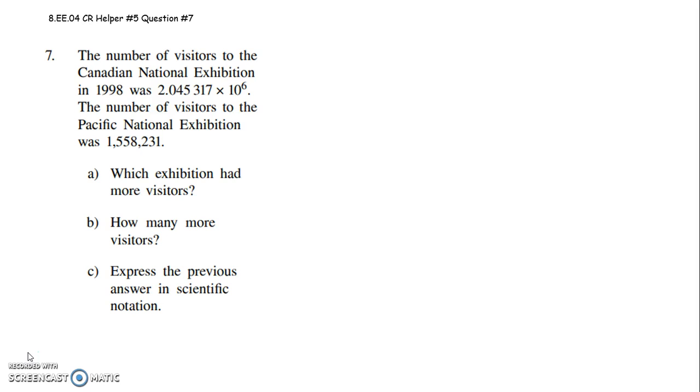So what they want you to know is that if you're comparing a number written in scientific notation and a number written in standard form, you have to put them both in the same form before we can compare them. Because we're talking about people, I'm going to write them in standard form. So I need to take 2.045317 times 10 to the 6th and write it in standard form.